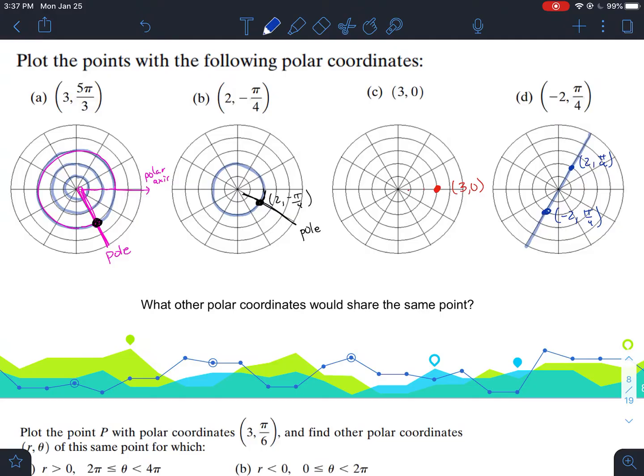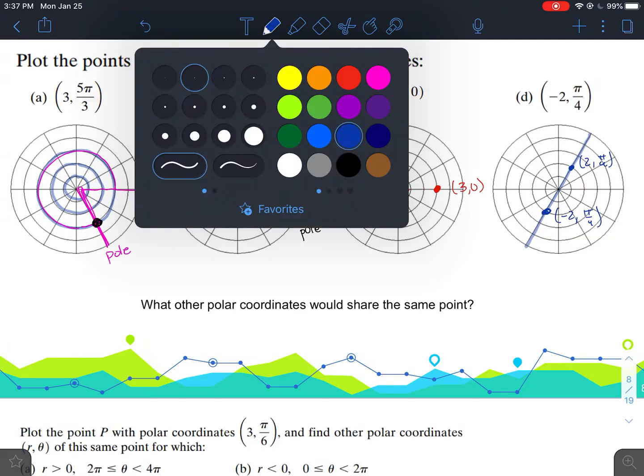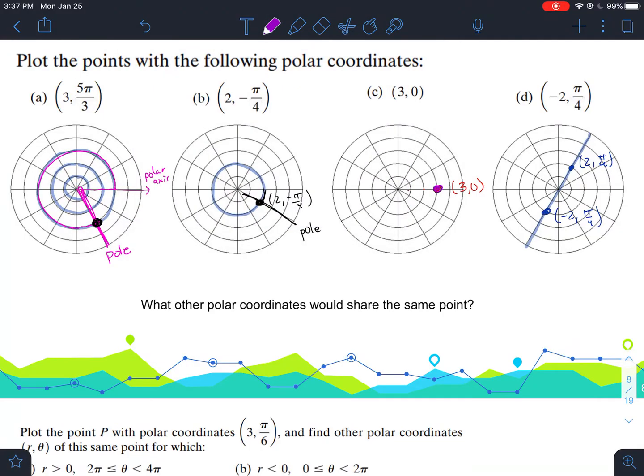What other polar coordinates would share the same point? Well, let's start with this point right here, (3, 0). I could also rotate 2π and end up at the same location. So this would also be (3, 2π). Or (−3, π): if I rotated out to π and had a radius of 3, so if I extended the pole, this would be (3, π). Or if I did negative 3, I'd end back on the other side.